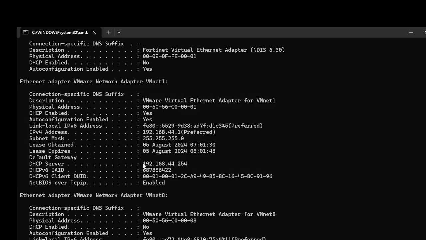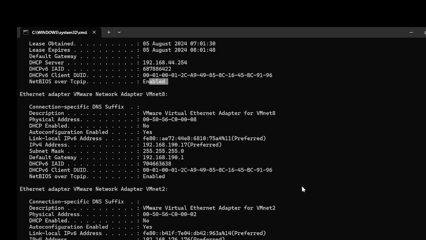See, this is your DHCP server IP, 192.168.44.254. It's the VMware DHCP. I don't have any DHCP, but VMware Workstation has a DHCP also, almost every time, okay. And this is your DHCPv6 ID, okay. And this is your DHCPv6 IP address, version 6 IP address, and NetBIOS over TCP is enabled. So these are the information, okay.